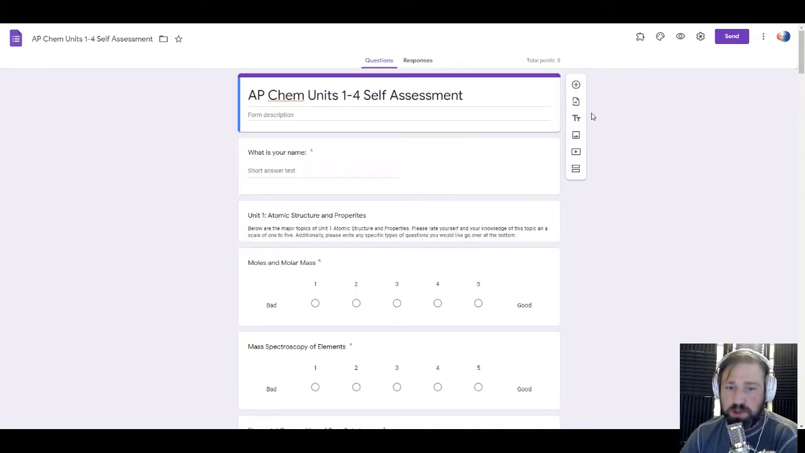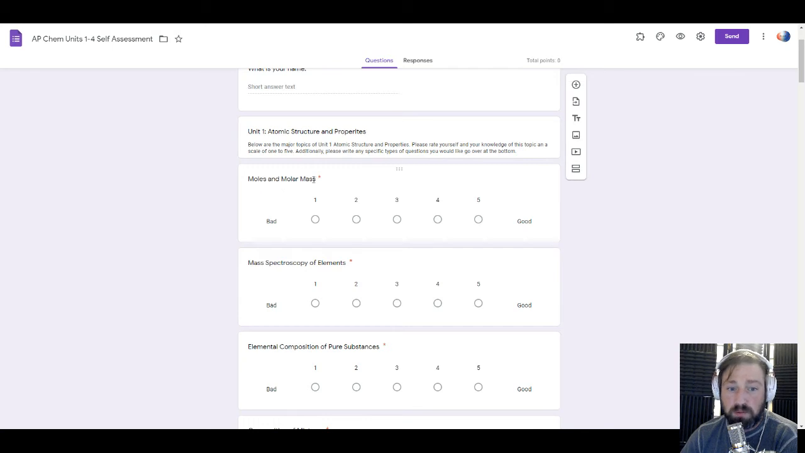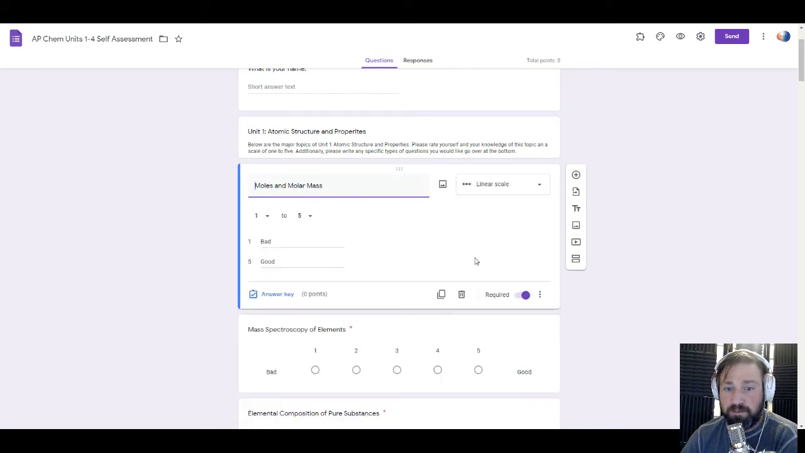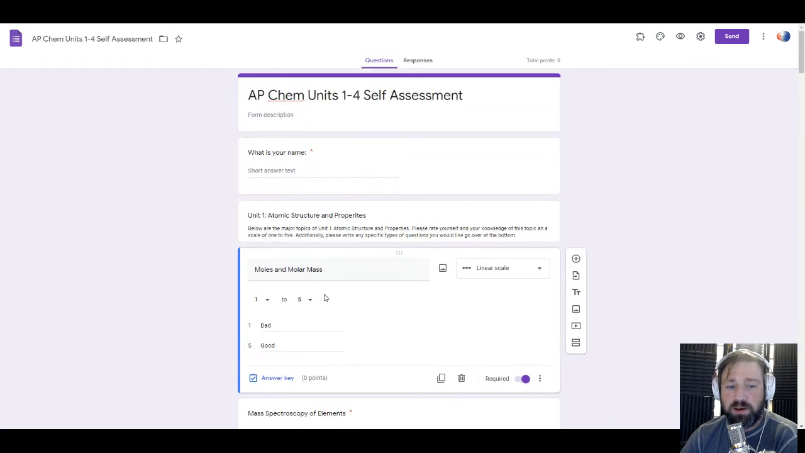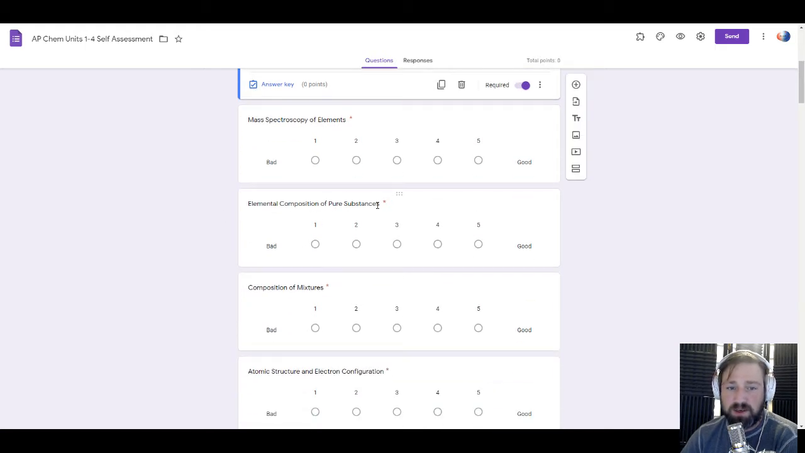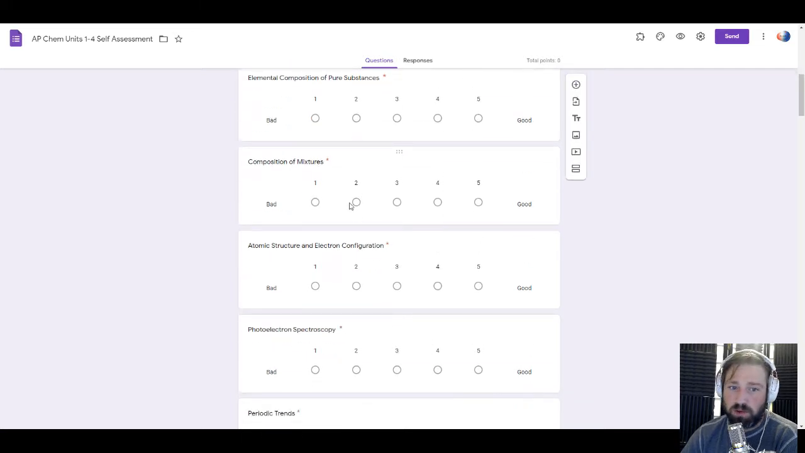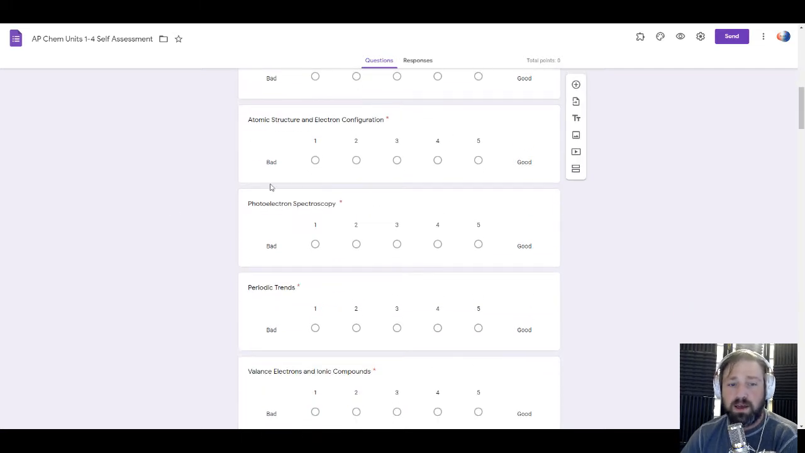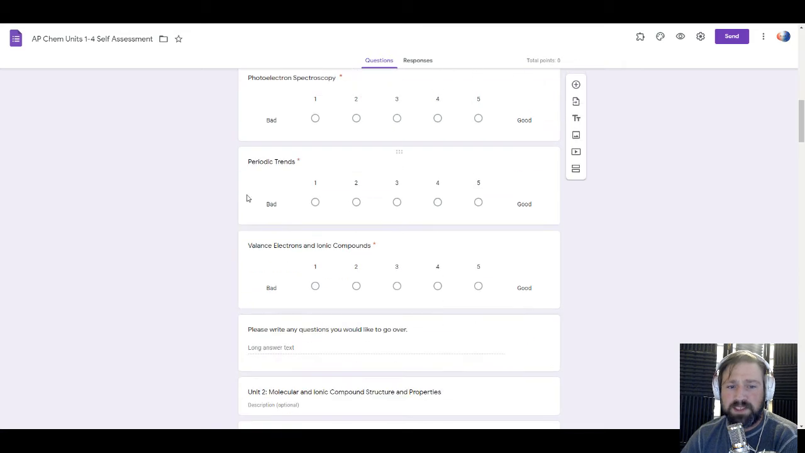How much do you think you know about moles and molar mass? If you're good, hit 5. Mass spec, I don't know that well, so 4. Elemental composition and pure substances, pretty good, 4. Composition of mixtures, ooh, no, 2. So go through and self-assess all of your topics.